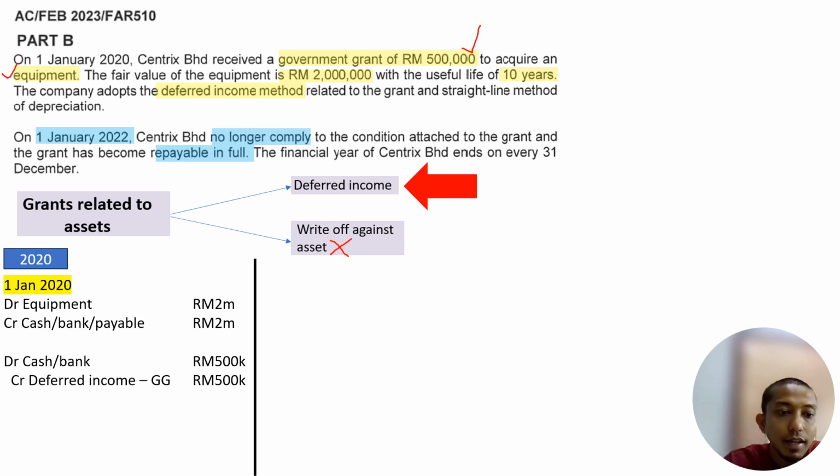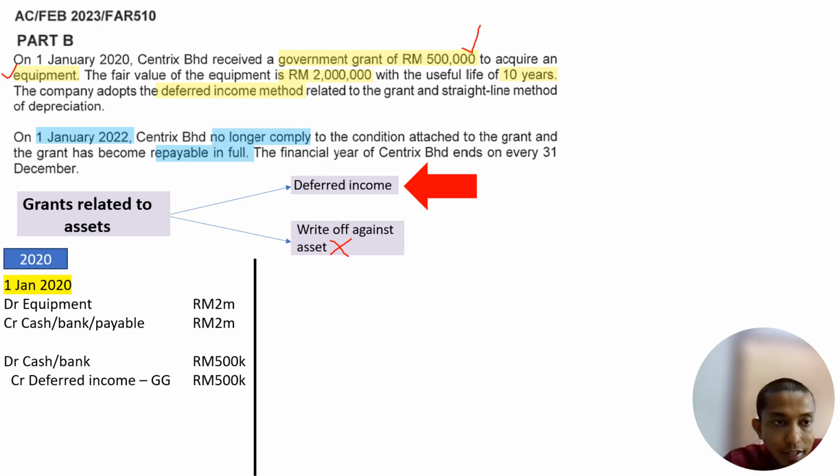And how do we record the grant? Debit cash or bank, regardless of how you receive the grant, and credit deferred income, government grant, 500,000. Again, this is the deferred income method. If it were the write off against asset method, we would need to deduct the grant from the equipment amount, but here there is no need because we follow the deferred income method.